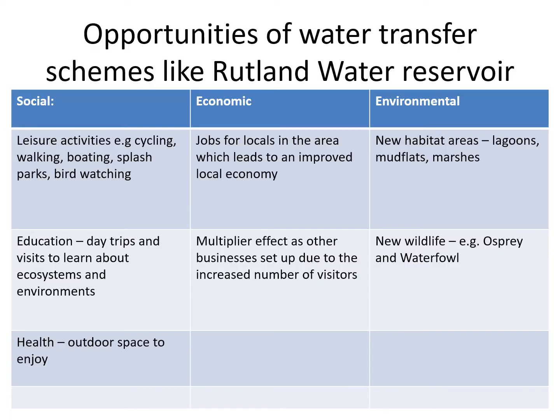Okay, these were some of the things that you might have put down. So the social opportunities are leisure, being able to use it to go cycling, walking, boating. You saw in the photo the splash park. People do bird watching. There's all sorts of leisure activities that are going on there at that reservoir. Secondly, lots of schools do day trips to Rutland Water, and they use it as little field trips, and they learn about ecosystems and environment. So it can be used as a way of enriching education.